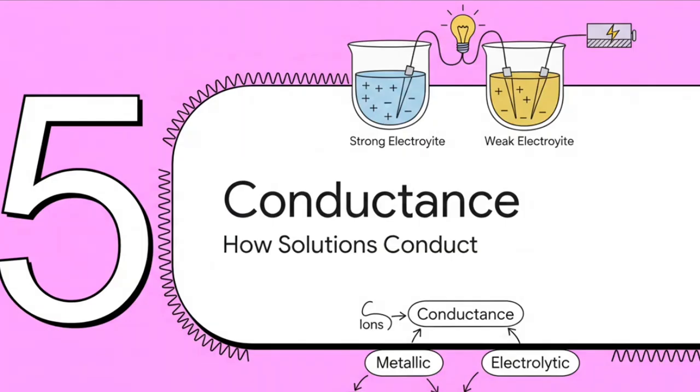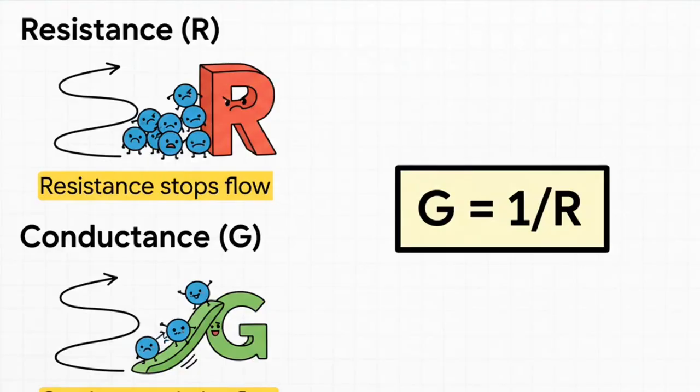All right, on to the next section. Now we're going to get into how well different solutions can actually conduct electricity. This is all about how ions move around. The easiest way to think about this is with an analogy. Resistance is like a roadblock. It stops the flow of current. Conductance, on the other hand, is like the open road. It helps the flow. It's really that simple. Conductance is just the inverse of resistance.